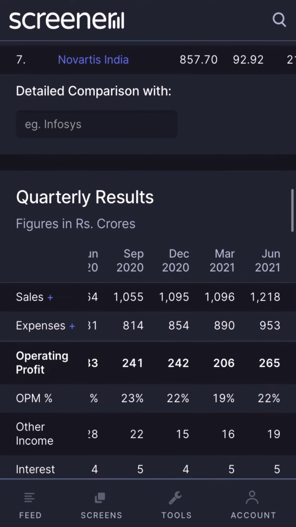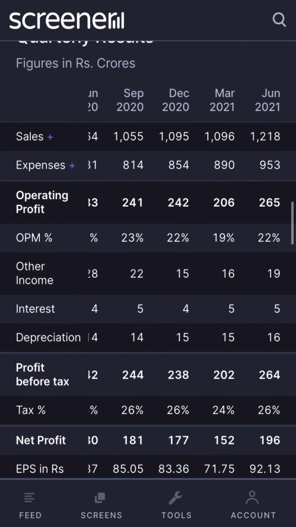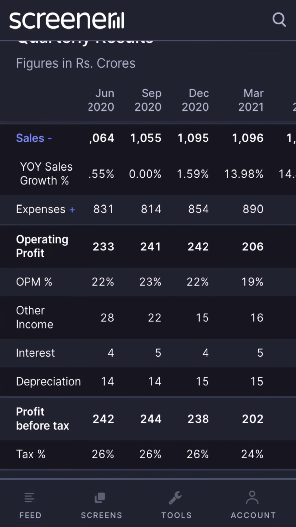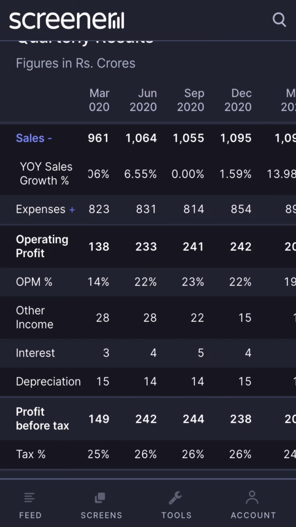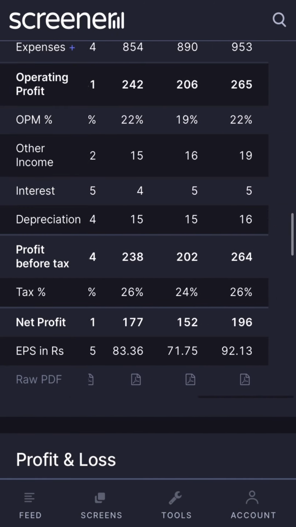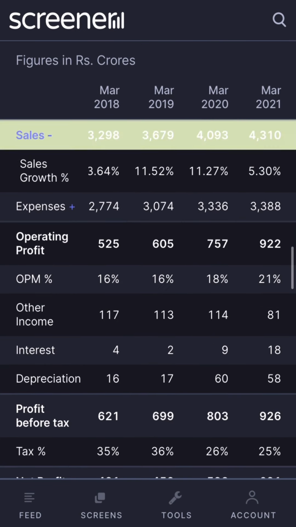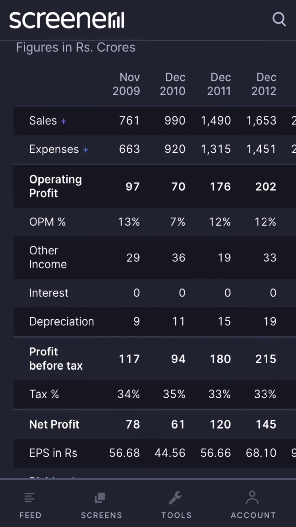You can see here the quarterly results of the company. You can see the sales of the company are growing. What a company here. In 2018, 980 crore, now it is 12. You can see margin earlier 20%, 15%, and nowadays margin is 22%. Interest is very, very low. Profit is also growing, 214 crore to 264 crore, with healthy tax maintained. As you have seen, the profit and loss is basically increasing for the company.